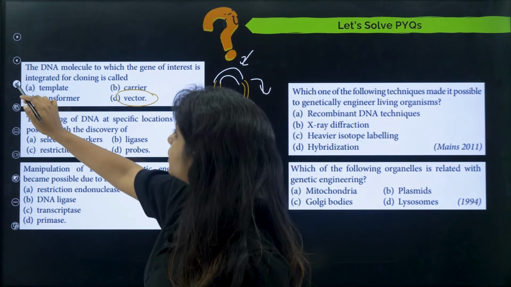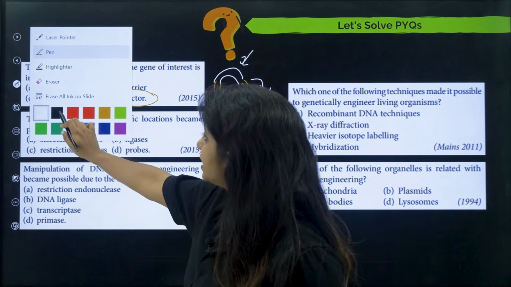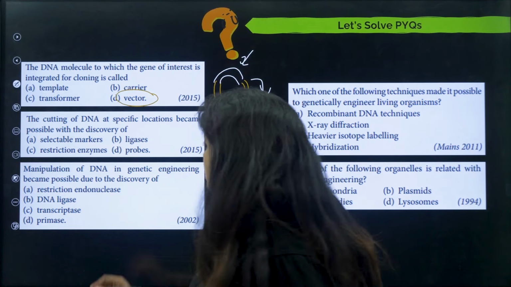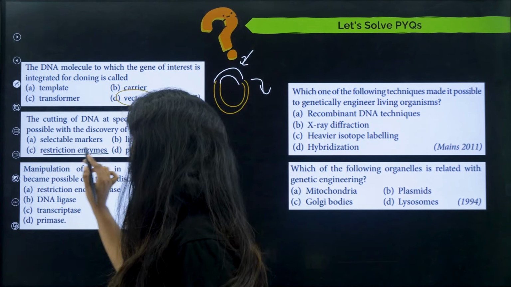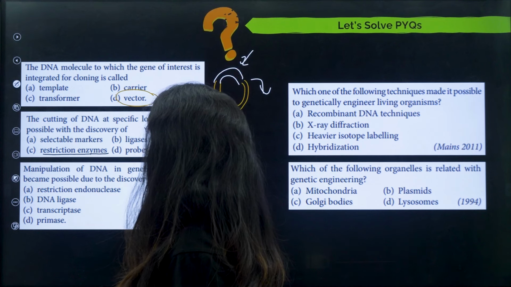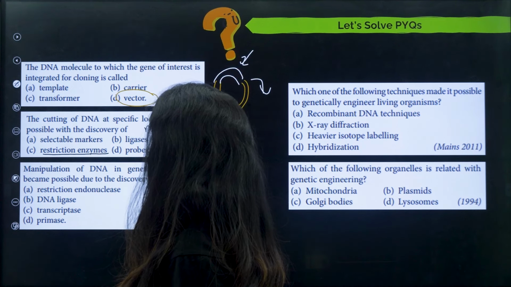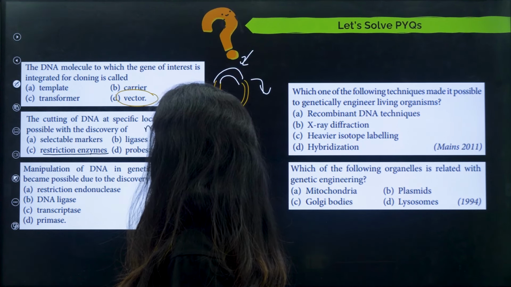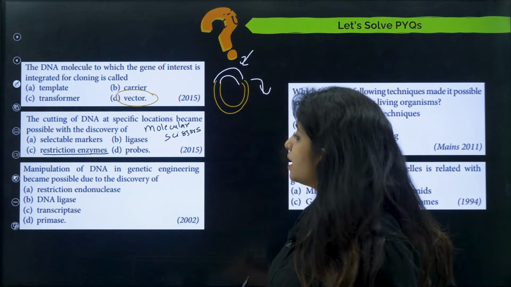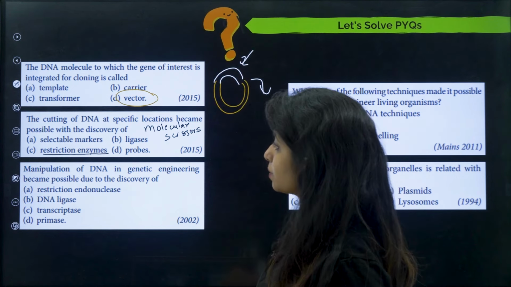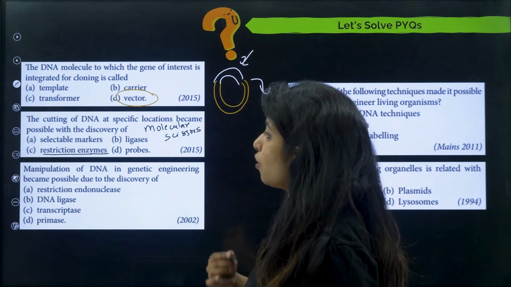The cutting of DNA at specific locations happens because of the enzymes which are known as restriction enzymes. They are also known as the molecular scissors. What do you call them, children? Molecular scissors.